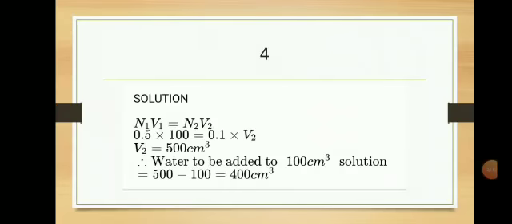Its solution is, as we have learned, the normality equation N1V1 is equal to N2V2. 0.5 into 100 is equal to 0.1 into V2. V2 is equal to 500 cm³. Therefore, water to be added to 100 cm³ solution is equal to 500 minus 100 is equal to 400 cm³.